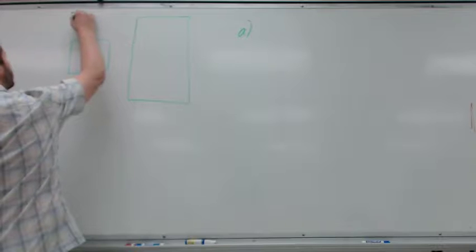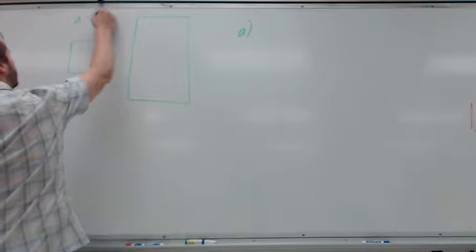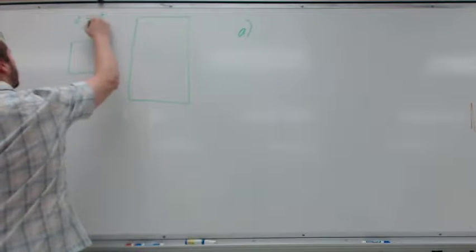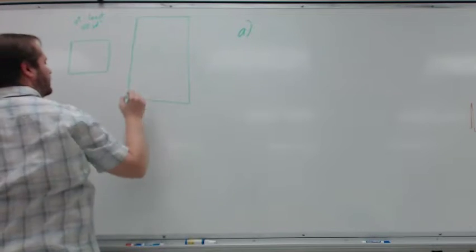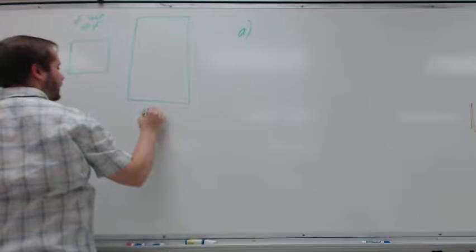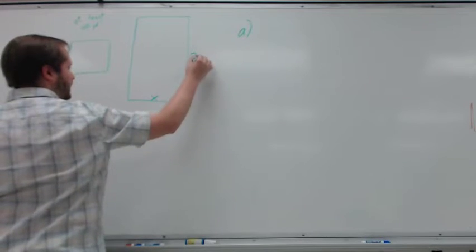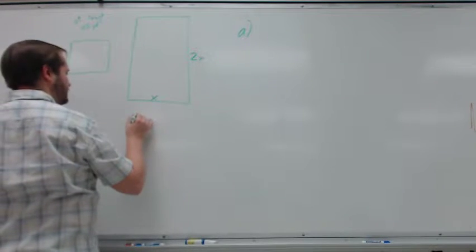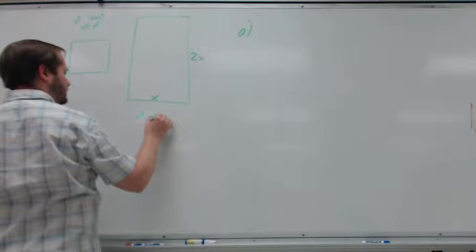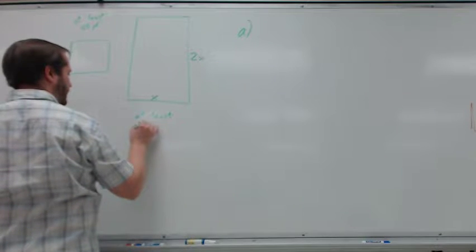Right, at least. Any thoughts yet? 2x. Oh, I like that, 2x. So, oh yeah, they said x is this, and this has to be 2x, no matter what. Those dimensions are set. And this is at least 800 square yards.